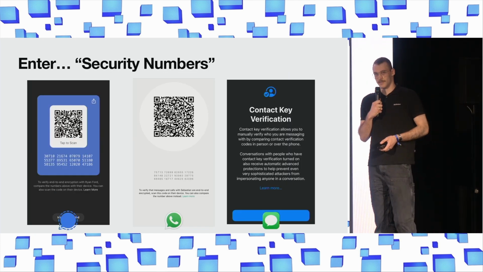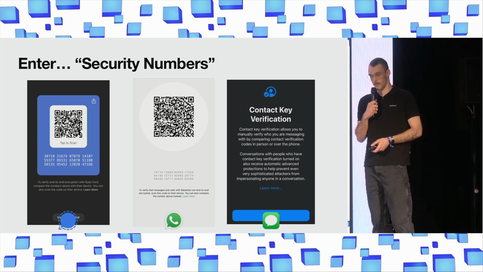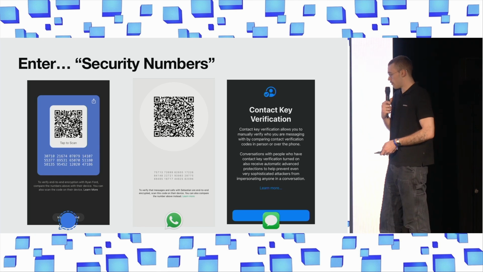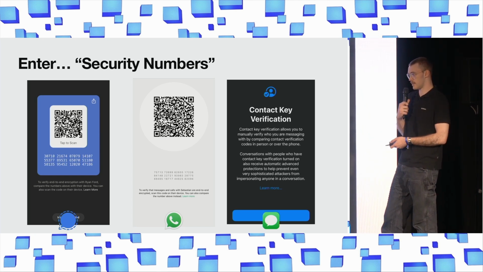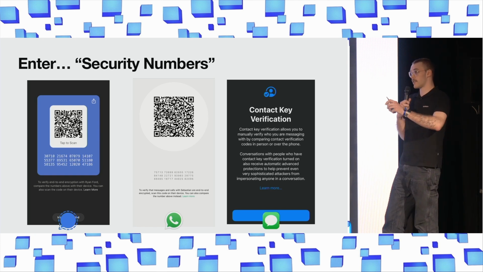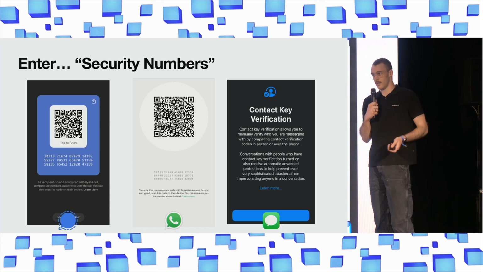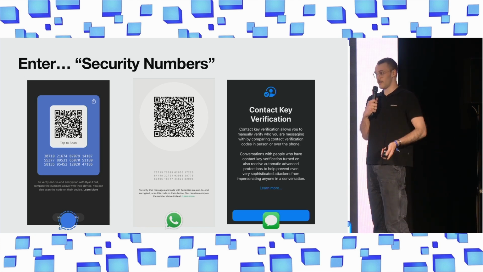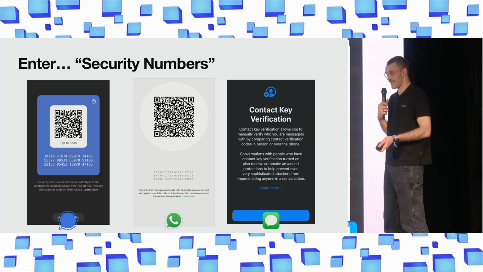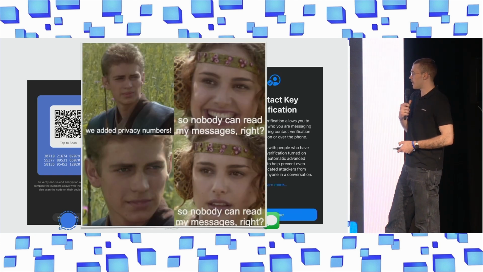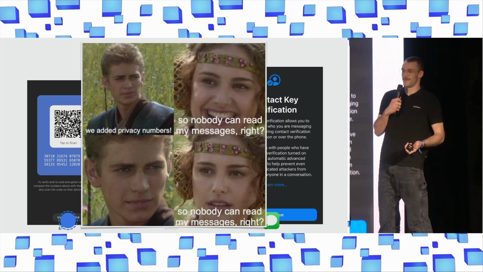Everybody knows about these things called security numbers. Maybe you haven't seen these screens because nobody actually uses them. But you probably have seen when you're using these apps that your security number has changed with a person. So what does this actually mean? You might know, there are engineers here, but the general public does not really understand what it means. And so they fixed it, but they didn't really.